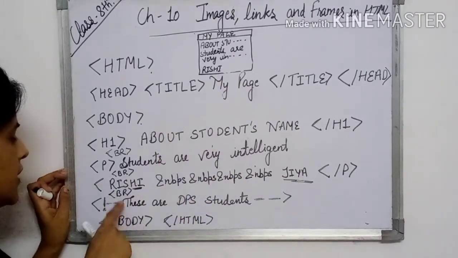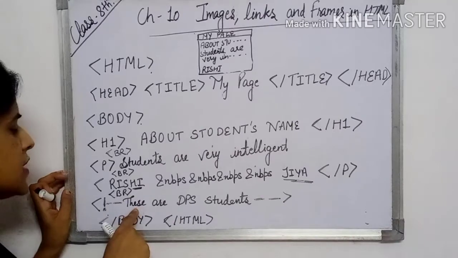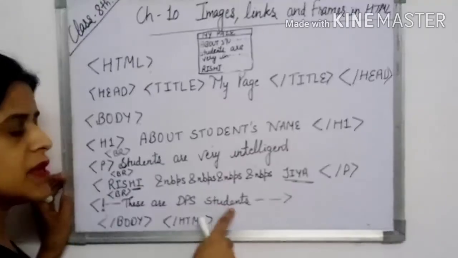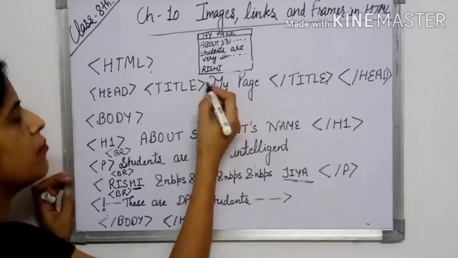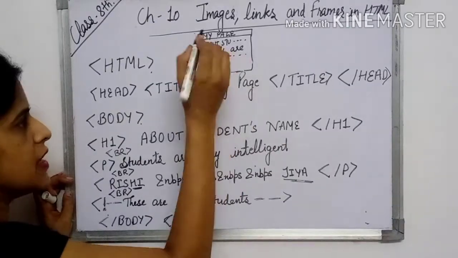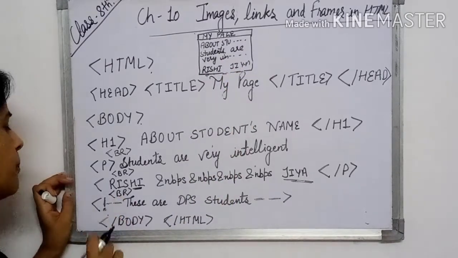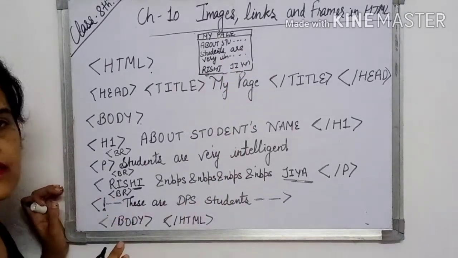Now there is a break. Now it is written these are DPS students. These are DPS students. Now next line break, it will be written these are DPS, here Jia, and next line then again it will be break, and now these are DPS students.